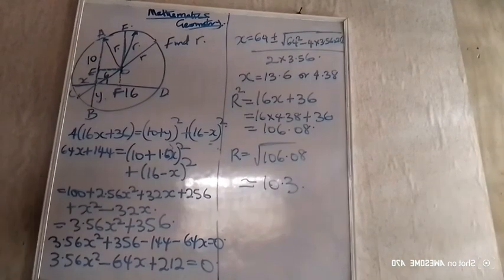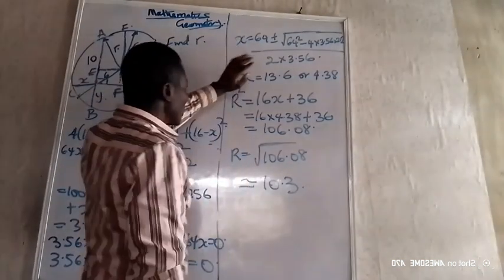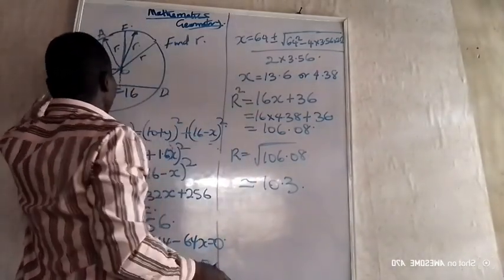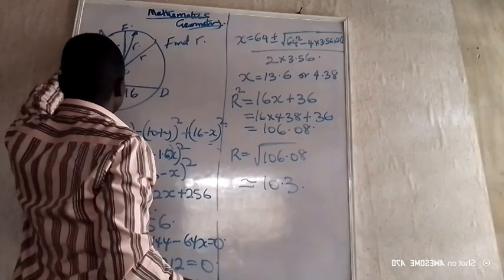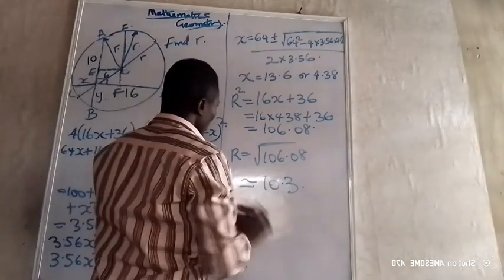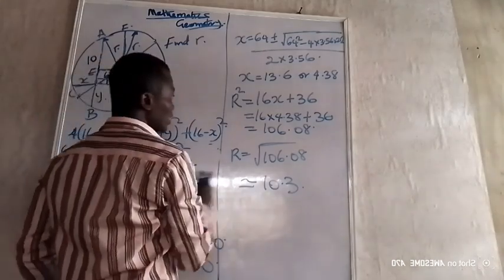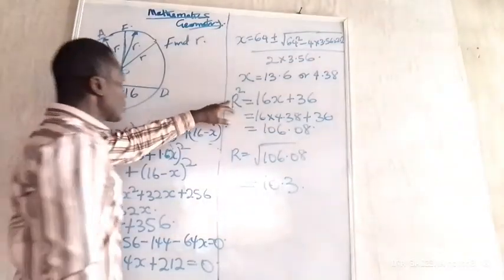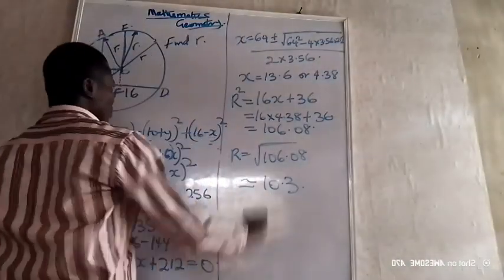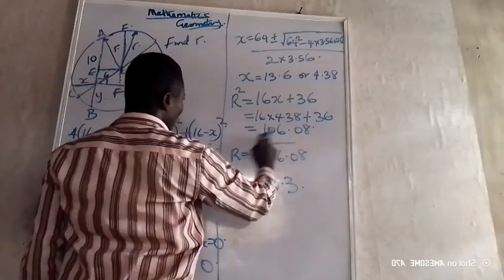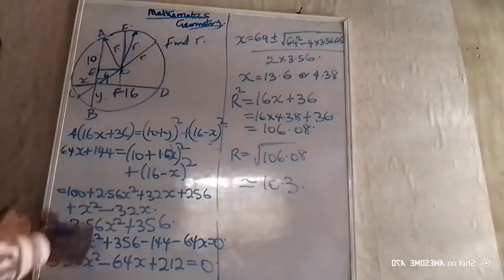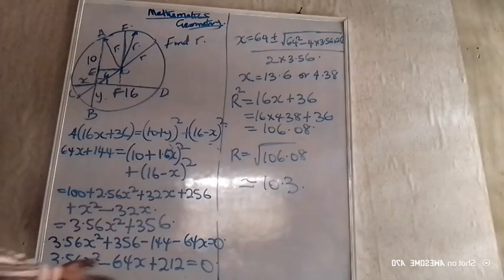So from here, to find x, we use the quadratic formula. When using the quadratic formula, I got 13.6 or 4.38. When you look at it, 13.6 is more than half of the chord, which means it's not useful in this equation. So we use 4.38. And we have an equation that says r squared is equal to 16x plus 36. Remember? So substituting in there, we got this, and our r is 10.3 units. In as much as you can get to this place, use the calculator for the rest.